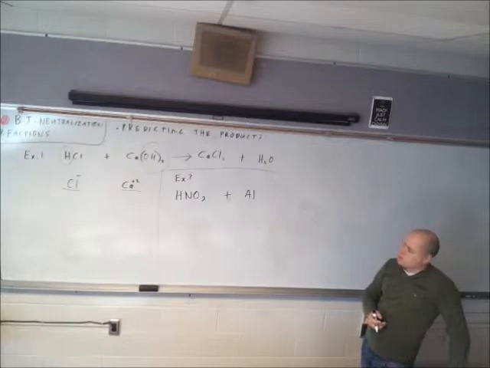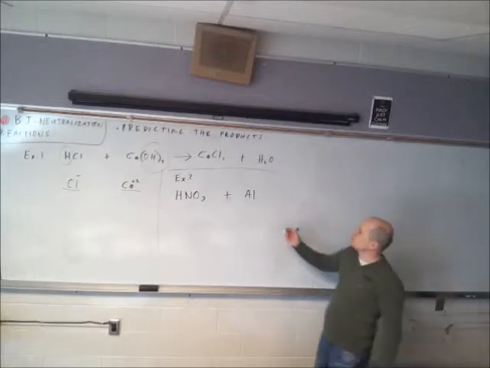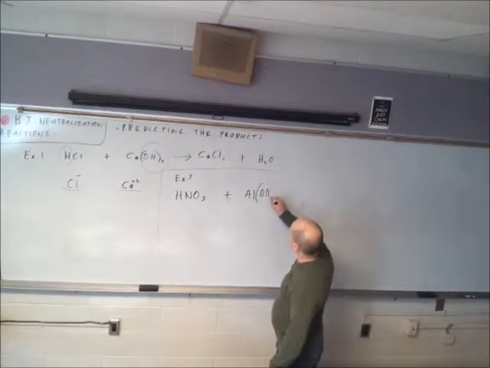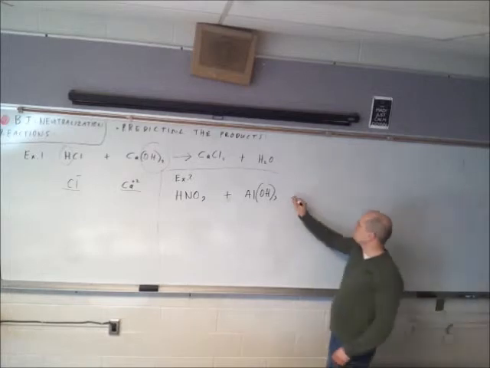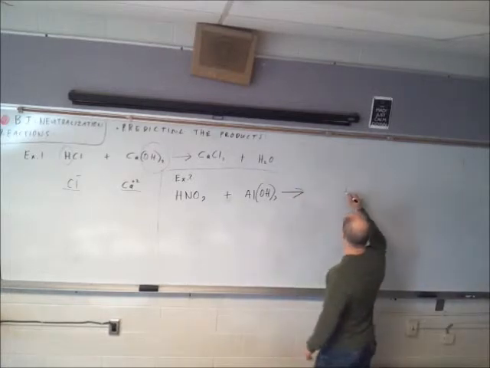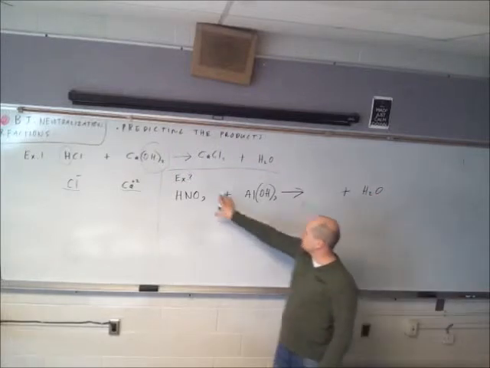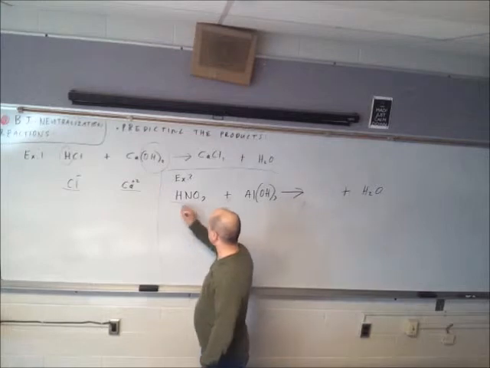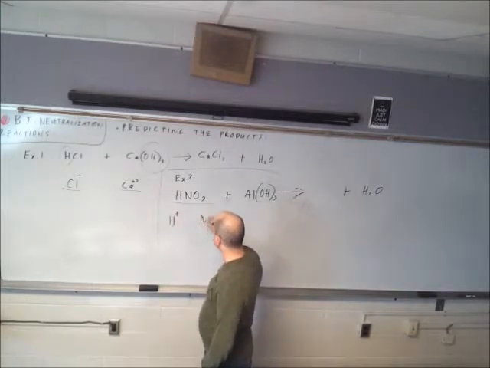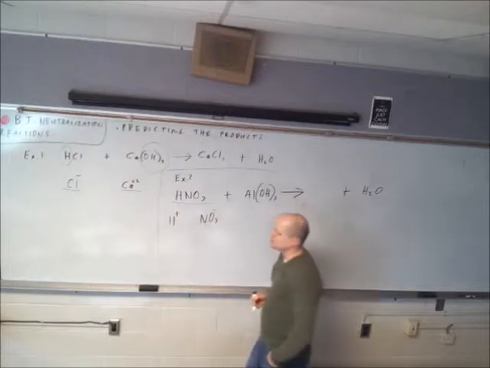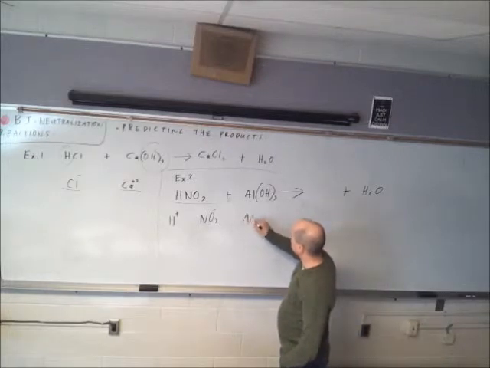Why is it 3? Yeah, if you look at your periodic table, aluminum has a plus 3 charge. So if you're going to make aluminum hydroxide, it's going to be Al(OH)3. All right, and this is going to produce 2 things. One of them is going to be H2O. So let me break all this down into separate ions. My nitric acid is going to separate into hydrogen and NO3, nitrate. 2 separate ions. And my aluminum hydroxide is going to break down into aluminum and hydroxide.